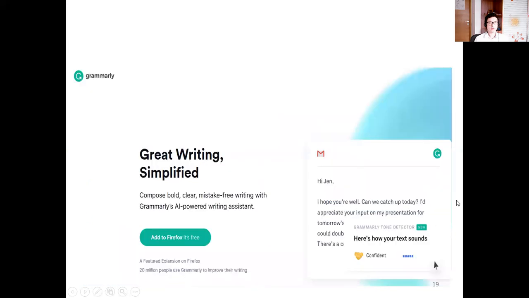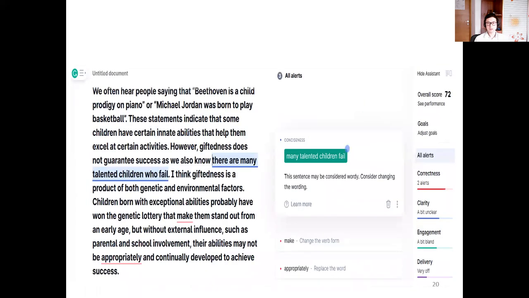And the third one is Grammarly. It was developed by a tech company in San Francisco. Similar to the other two programs, it generates an overall score and it focuses on different areas: accuracy, clarity, engagement, delivery. Here is an example that focuses on conciseness of writing.